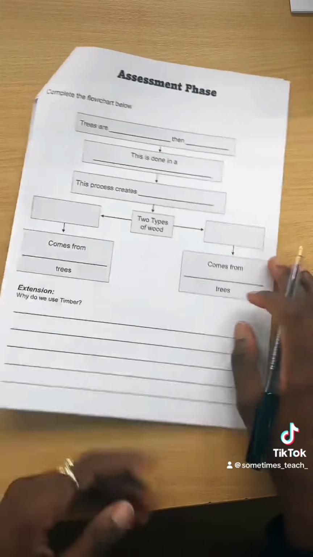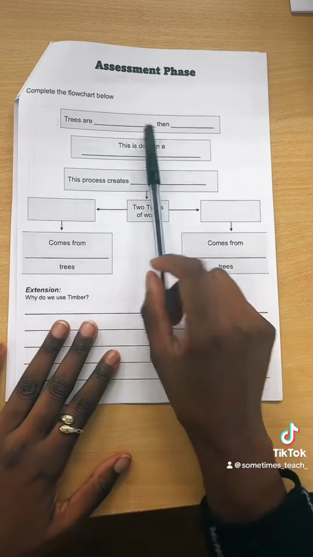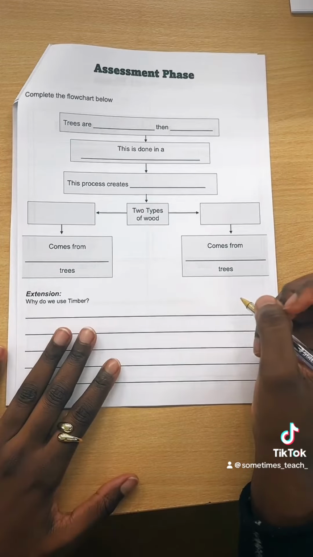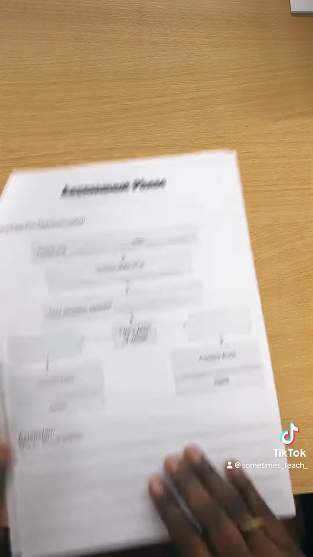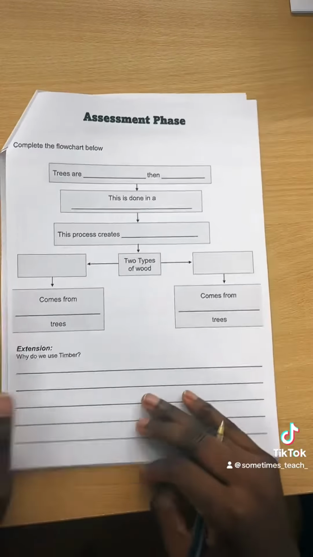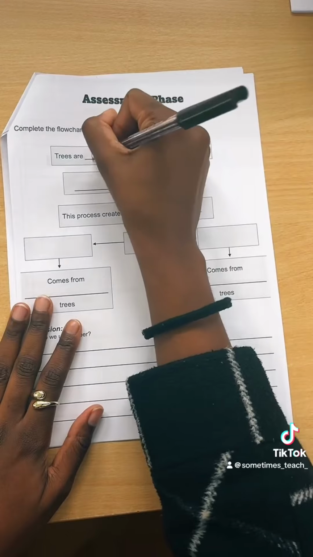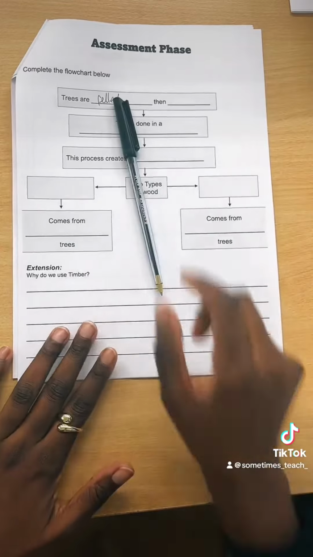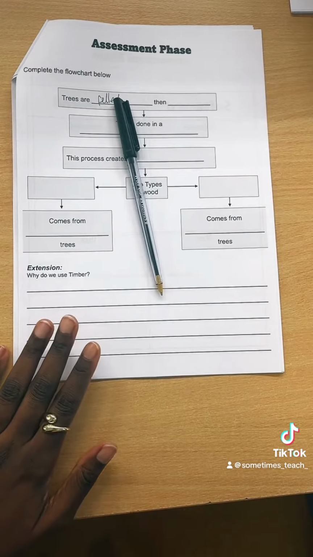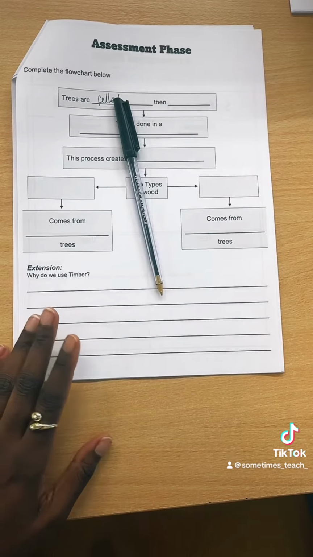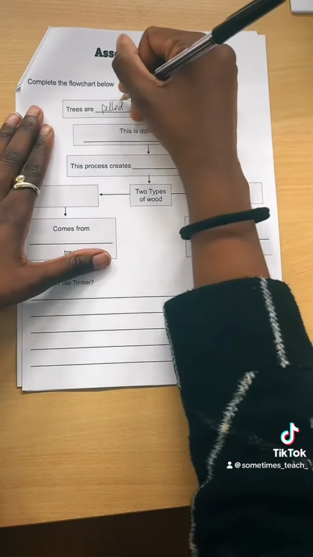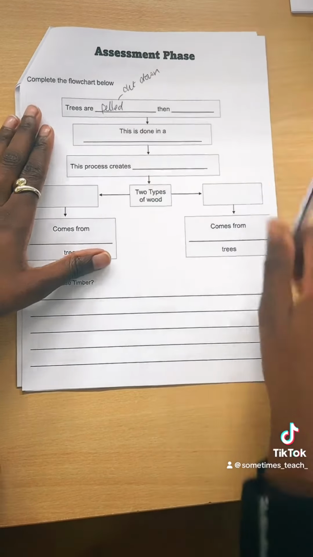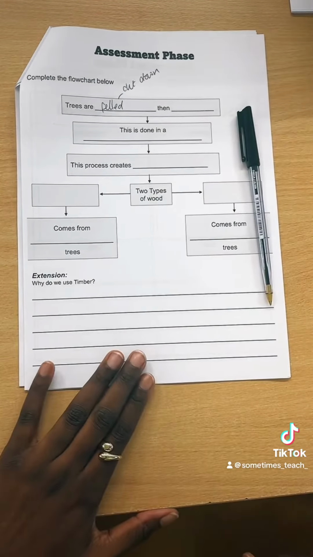I'm going to move on. Okay, so this is a flowchart, in case you feel lost. This is just a timber recap. Okay, so trees are felled. Felled means cut down. Trees being felled just means cut down, but felled is the correct terminology. So trees are cut down.